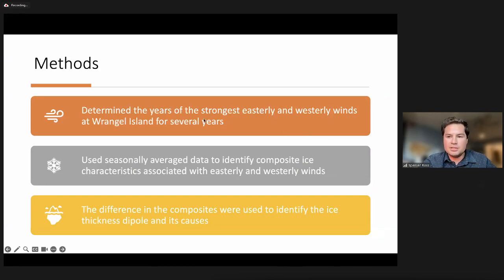So for the analysis, we use seasonally averaged ERA5 wind data to determine the years of strongest easterly and westerly winds at the island. So then we used seasonally averaged PIOMAS data to identify composite ice characteristics associated with those years of strong easterly and strong westerly winds. And then the difference of these composites was taken to identify the dipole and its causes.